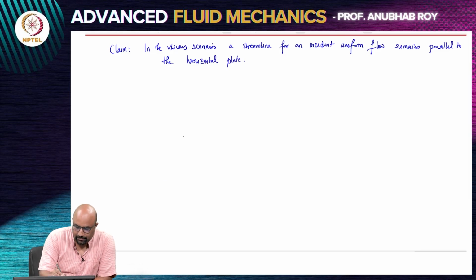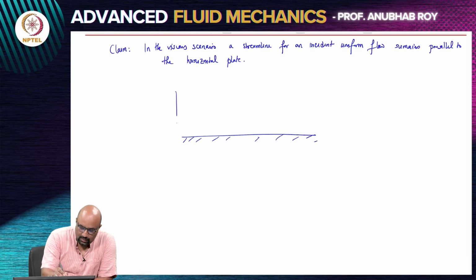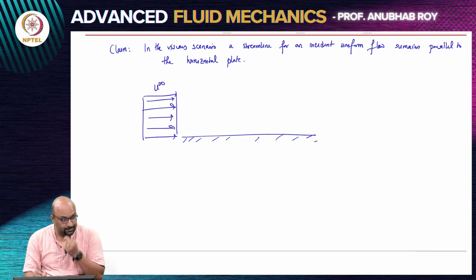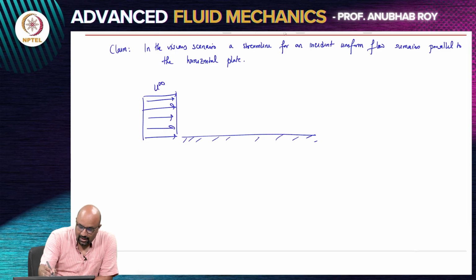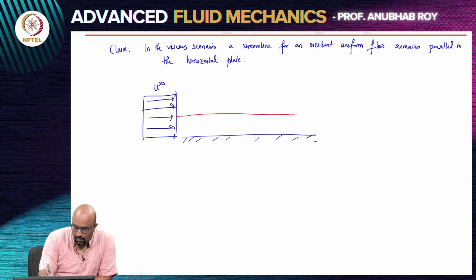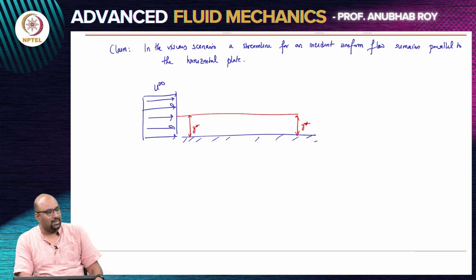That is my claim. So, I have a plate, I have an incident flow of u infinity. I am saying if I now sketch one of these streamlines, it remains exactly at the same height, which is saying that it remains parallel to the plate. That is the claim.